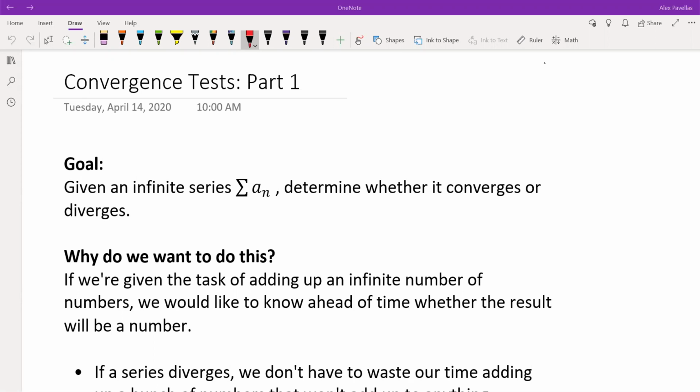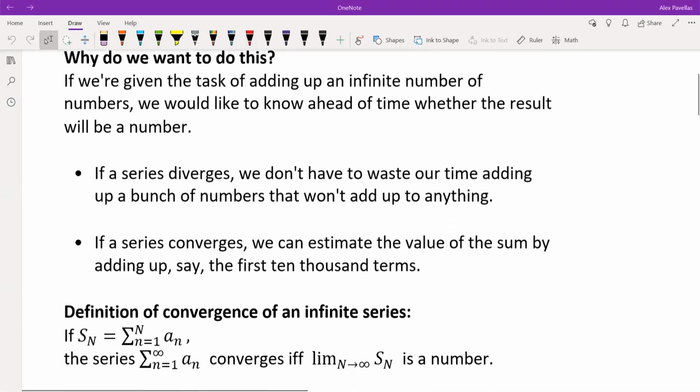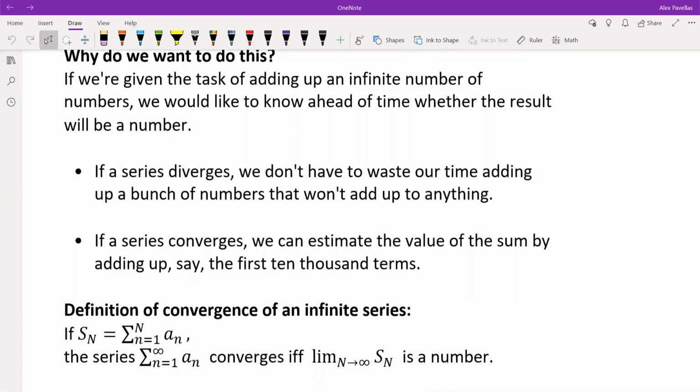So our goal when using a convergence test is that we're given some infinite series and we want to determine whether it converges or diverges. Now, why do we want to do this? Well, this is a preliminary task, basically. If we're given the task of adding up an infinite number of numbers, we want to know ahead of time whether the result will be a number, because if it diverges, we don't really want to waste our time adding up a bunch of numbers that don't add up to anything.